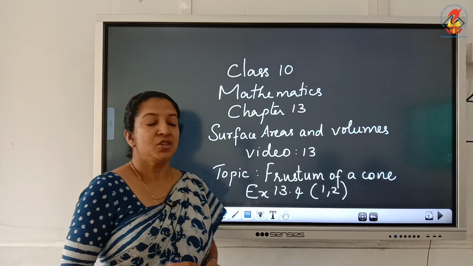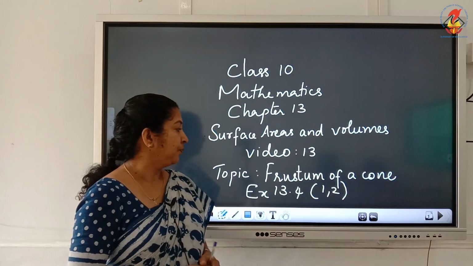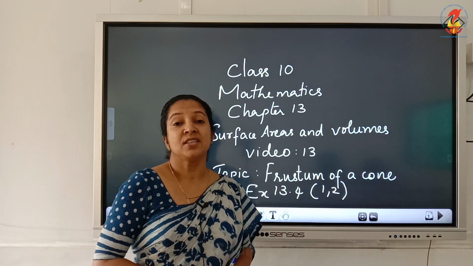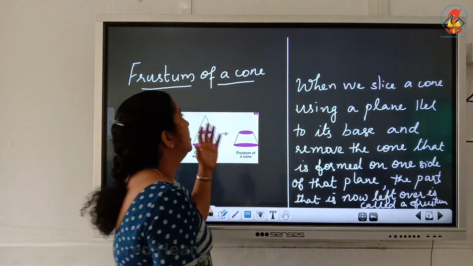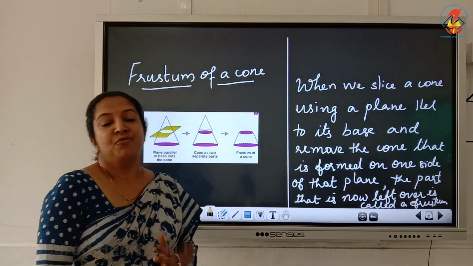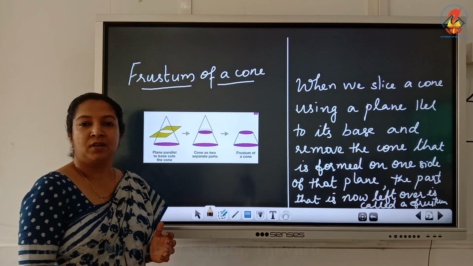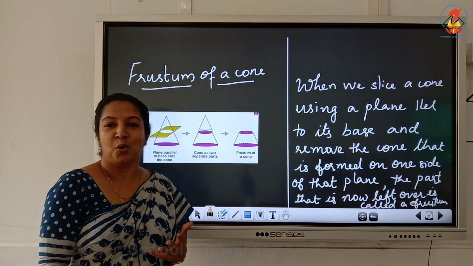Chapter 13, Surface Area and Volume. The topic is frustum of a cone. What is a frustum of a cone? So it is something related to the cone.